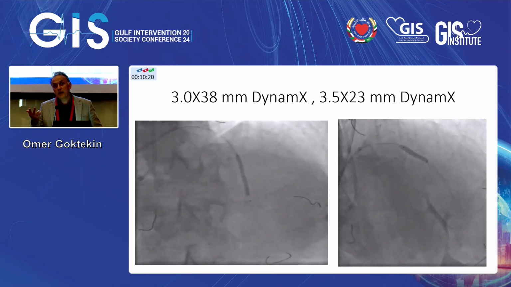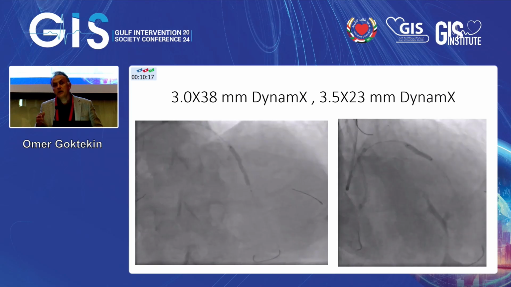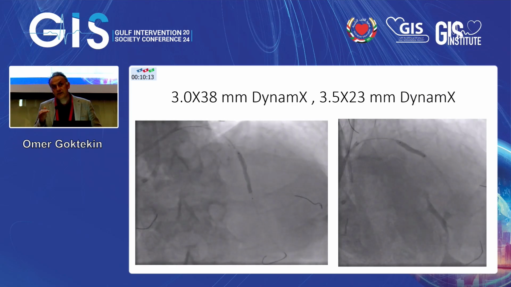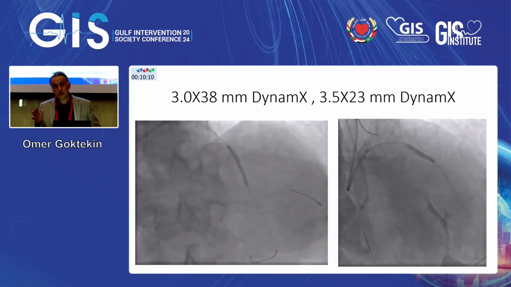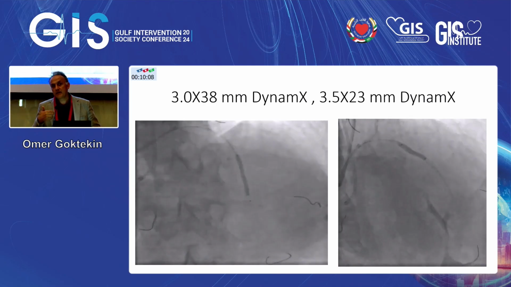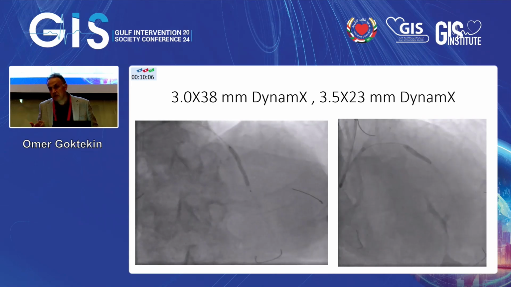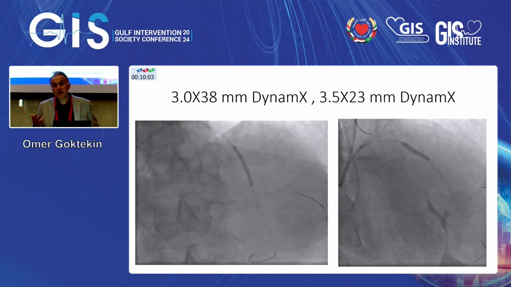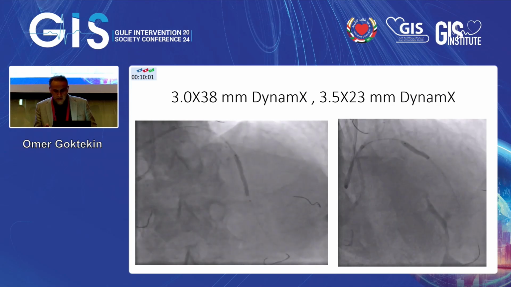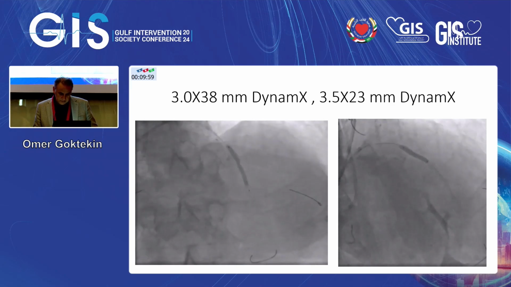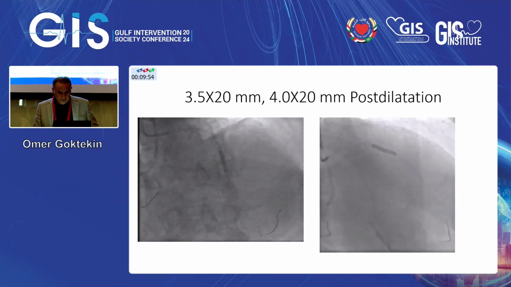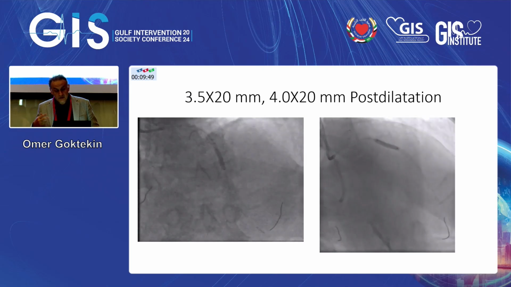Another reason why I wanted to use it in an LAD CTO: in 40% of LAD CTOs we have a bridge, and we don't see them because it's occluded. We don't see them, and then we just put the stent. But if you put Dynamics, I believe it may help, because it's a bridge. The result could be different than with a usual stent. Anyway, we put 2 stents, and we did dilatation with 3.5 and 4.0.